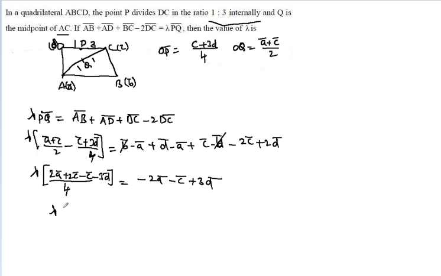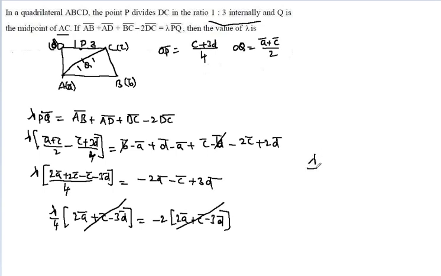So lambda by 4 into this is 2A bar plus C bar minus 3D bar, that is equal to, take minus comma, that is 2A bar plus C bar minus 3D bar. Here 2A bar plus C bar minus 3D bar cancel, and lambda by 4 is equal to minus 1, and the lambda is equal to minus 4. So the value of lambda is minus 4.